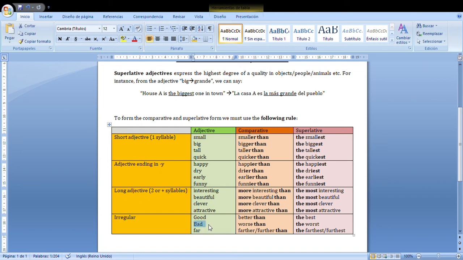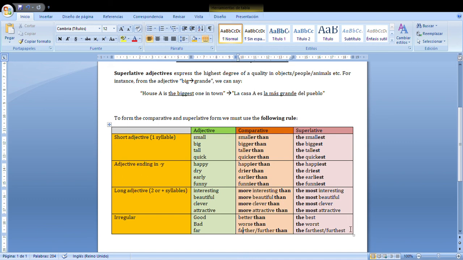Then bad, we use worse than instead of better than. Worse than, peor que, the worst, el peor. We could say also, maybe some of you think Sergi is the worst teacher in the world. Okay, that could be an option. And the last one I put is far, lejos in Spanish. We have 2 possibilities here, farther with A and further with U. Pronunciation is almost the same, and the farthest, the furthest.